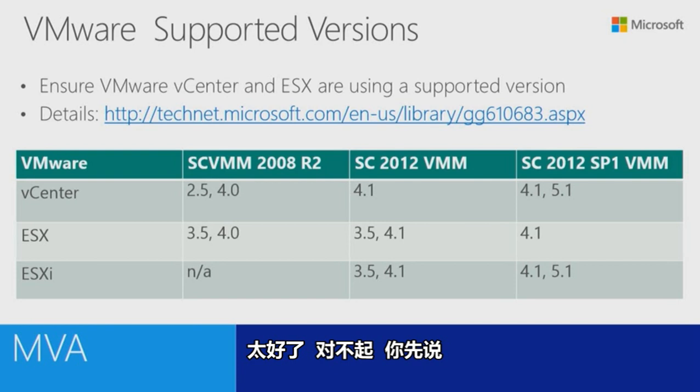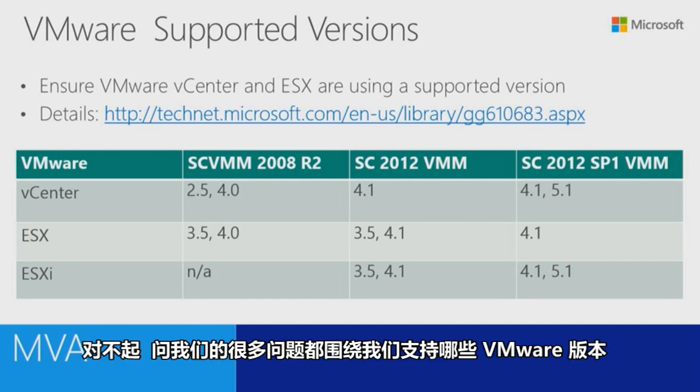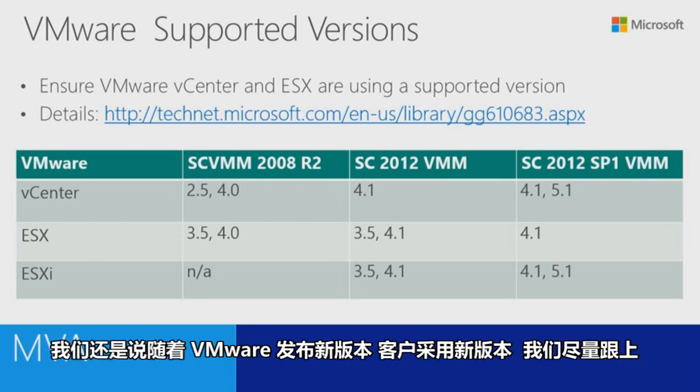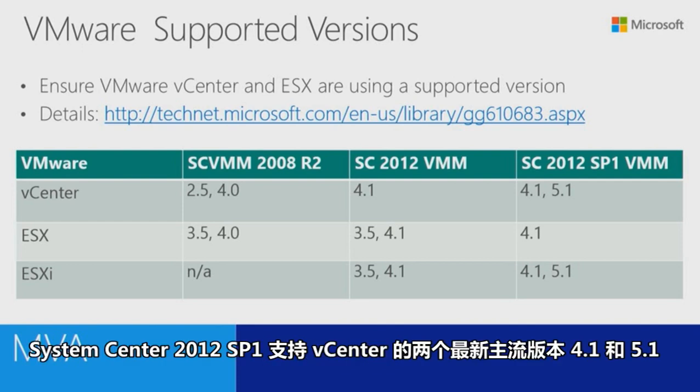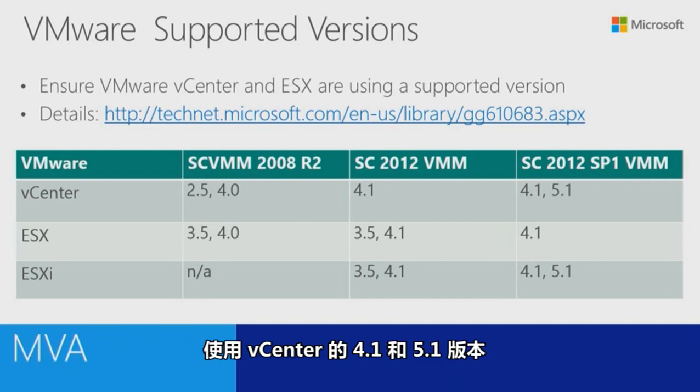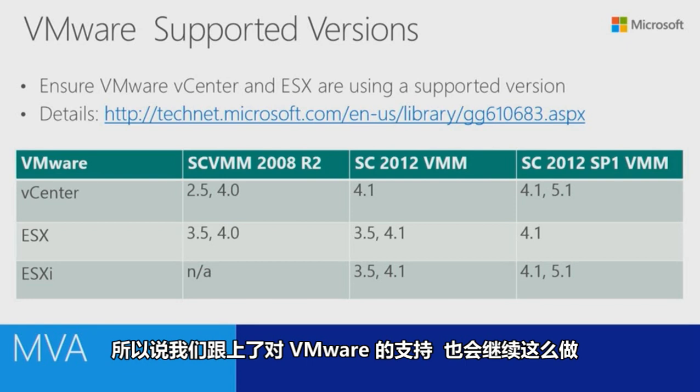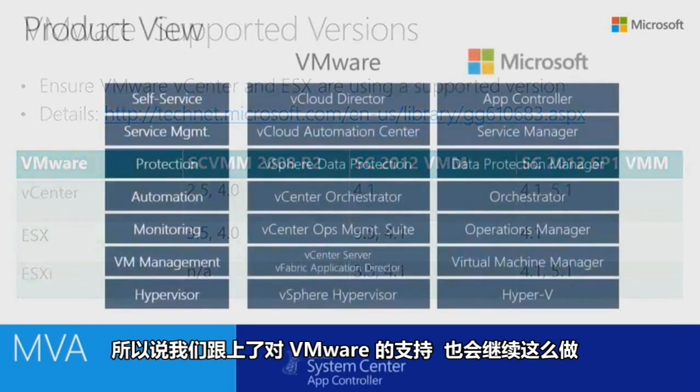We get this question a lot around which versions of VMware we support. And as I was saying, we really try to keep up as VMware releases new releases and customers adopt them. So at the current release, System Center 2012 Service Pack 1, we're supporting the last two major releases of vCenter, 4.1 and 5.1. And with the 4.1 and 5.1 releases of vCenter, you can manage the ESX or ESXi hosts of 4.1 or 5.1. So we've kept up with our support on VMware, and we're continuing to do so.